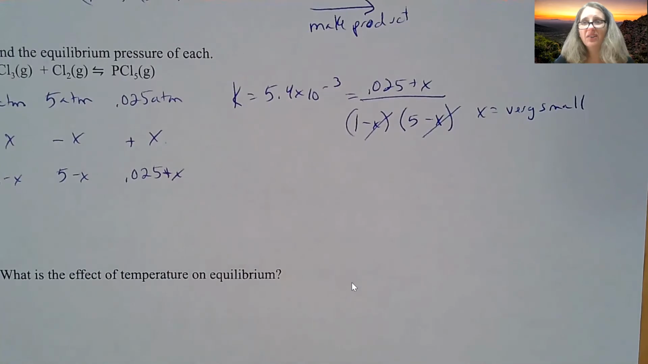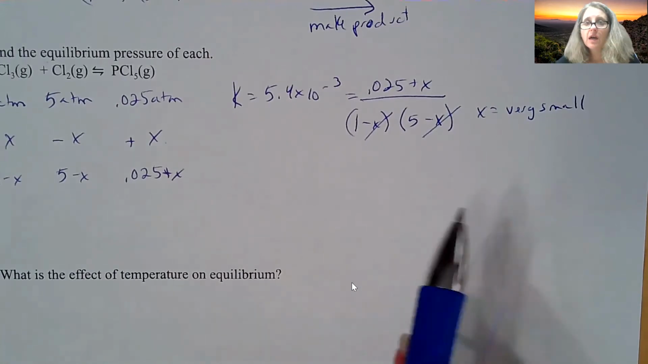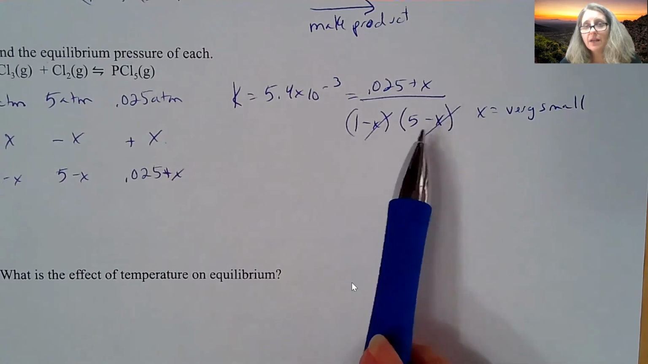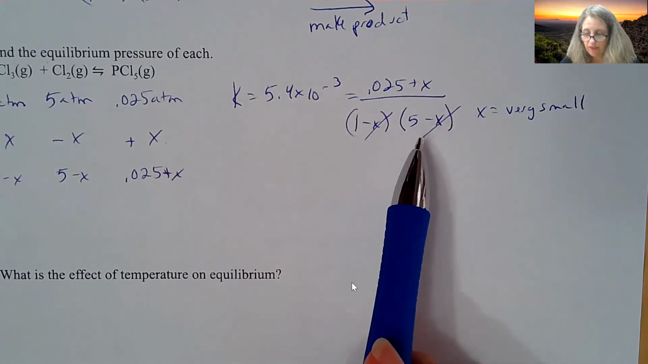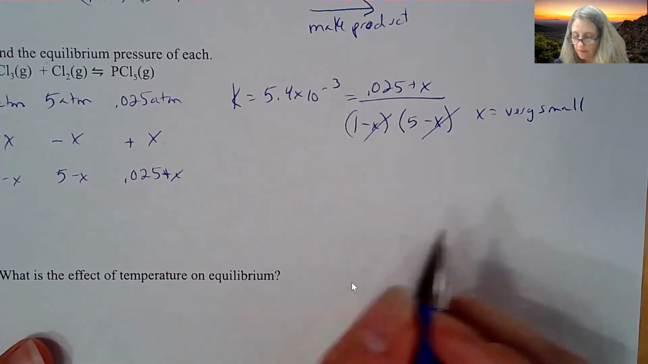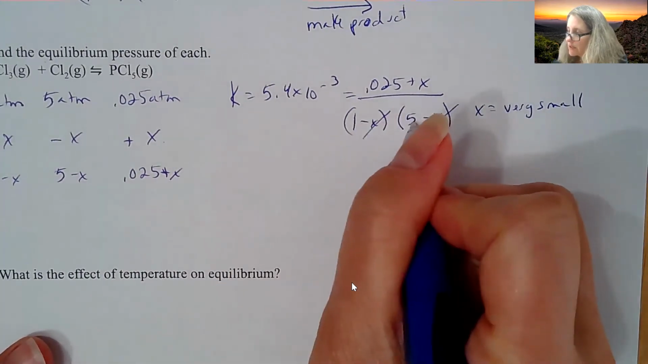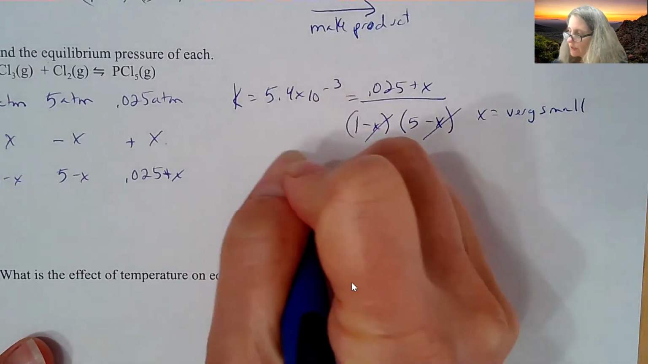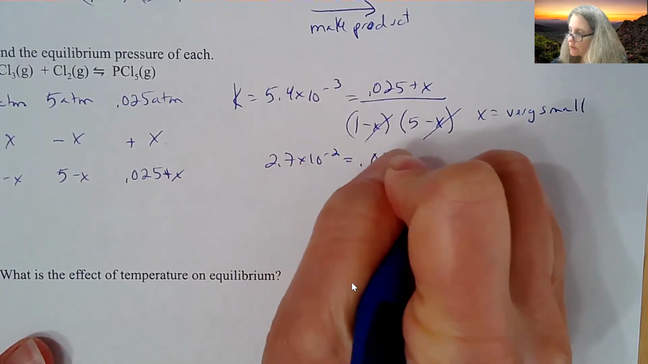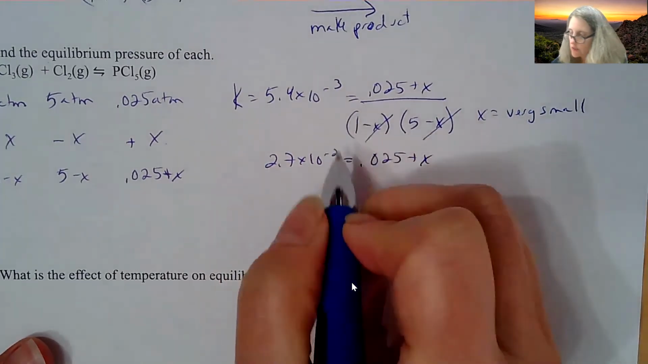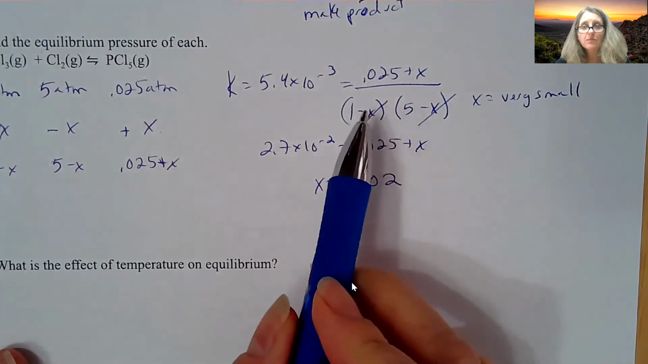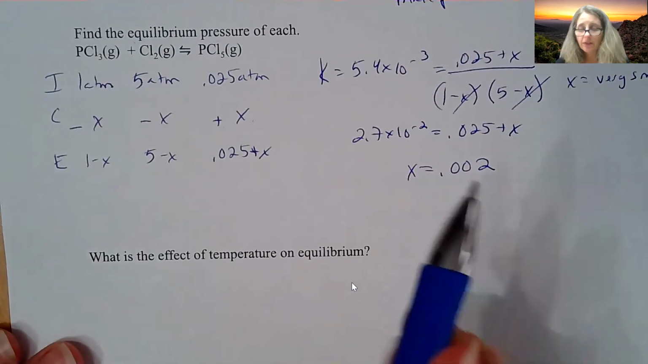I can't cancel all the x's, otherwise I can't solve for x. Realize that if I have 1 atmosphere or 5 atmospheres, this small of a number is not going to be that significant. So I will explain how we could do this. And again, some of you are really going to fight me on this one. But essentially, I have 5 on the bottom, so I'm going to bring it over here. So this is 2.7 times 10 to the negative second is equal to 0.025 plus x. So x is equal to 0.002, which, if I subtract that from 1, is relatively small.